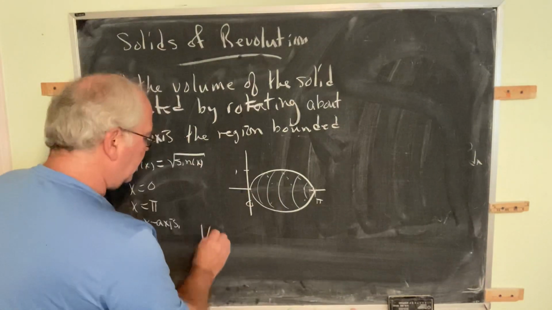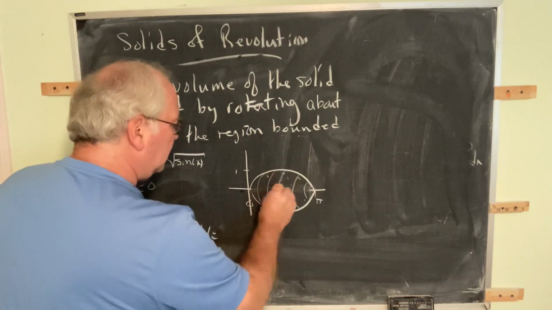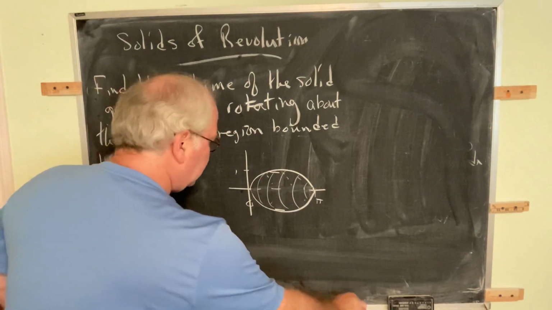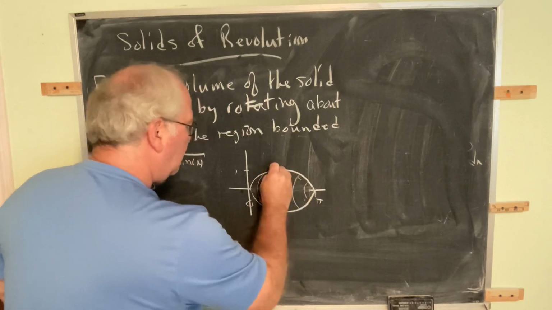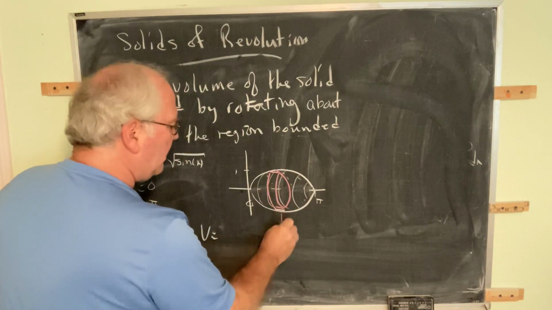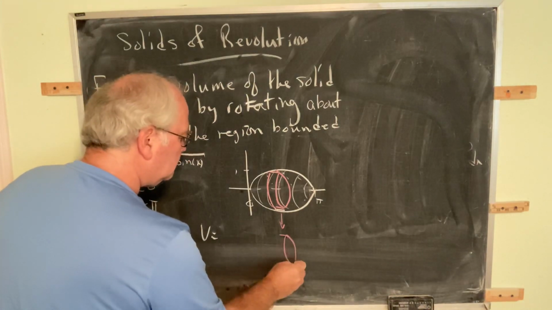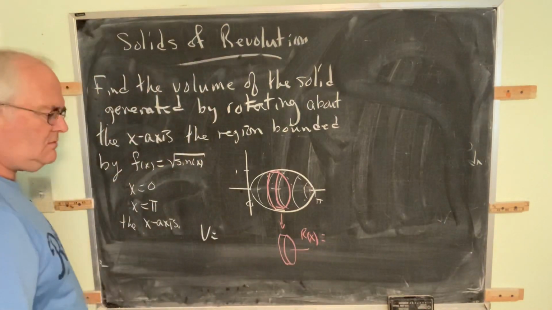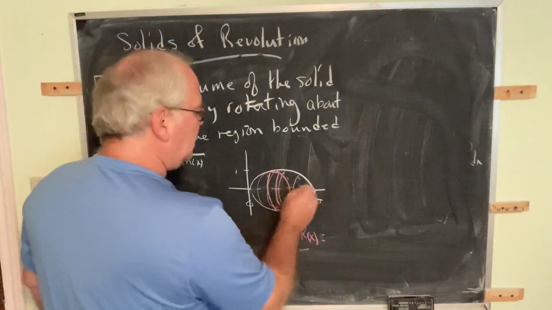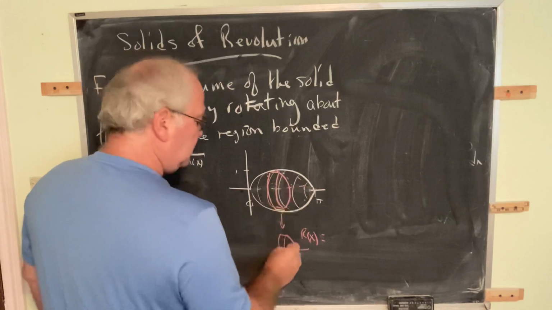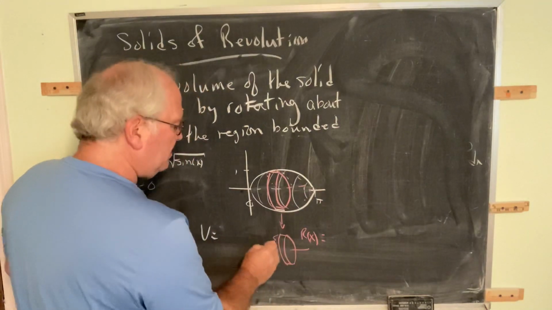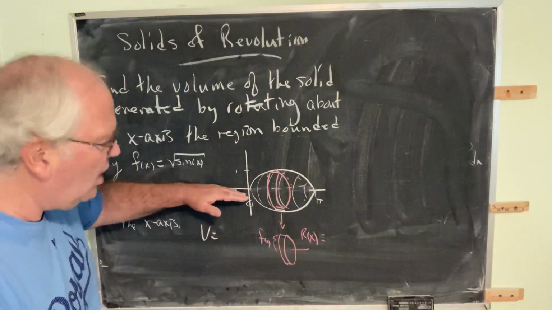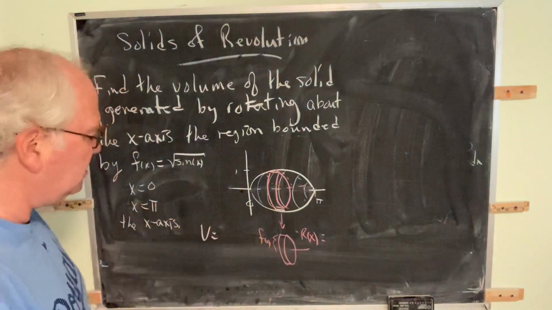Well, think of taking one of these little rectangles and taking out of here one of these little discs. Take out one of those discs. The question is, what is the radius? That's always the question. Well, in this case, the radius is the distance from the x-axis to the top, and that actually is the function value. Whenever you revolve about the axis, the radius is simply the function value.